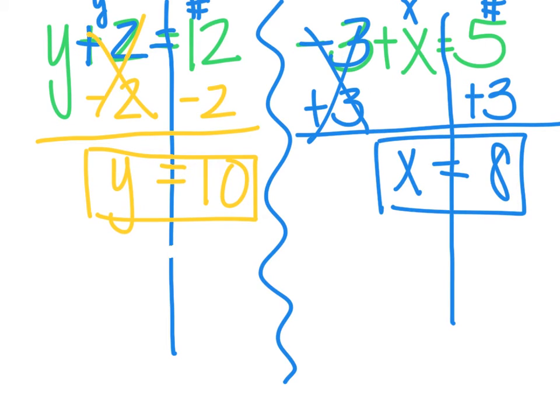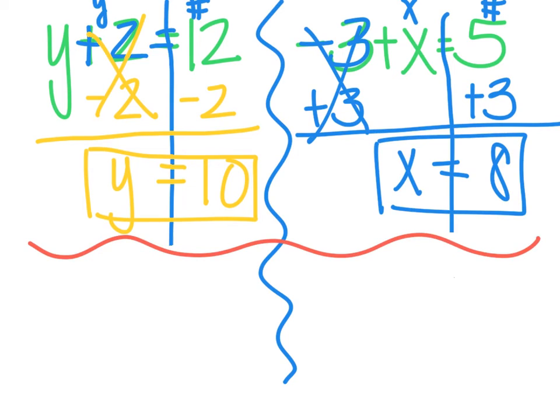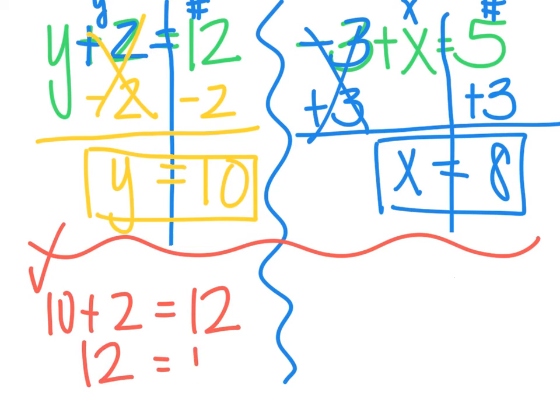You can always go back and check your answer to see if in fact you did it correctly by plugging it back into the original problem. So that's what I'm going to do here. I'm going to draw a little squiggle line and I'm going to check my work. So I'm going to put a check mark there. So instead of y in my original problem, I'm going to put 10 plus 2. And I want to see if I really do get 12. Well, 10 plus 2 is 12. So this works because both sides are equal.